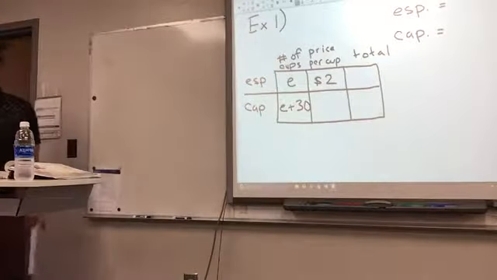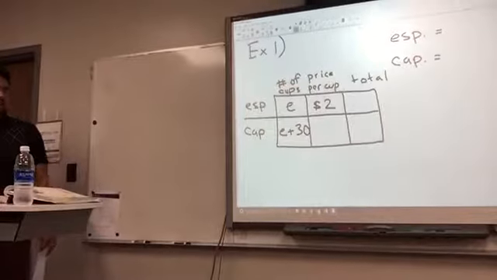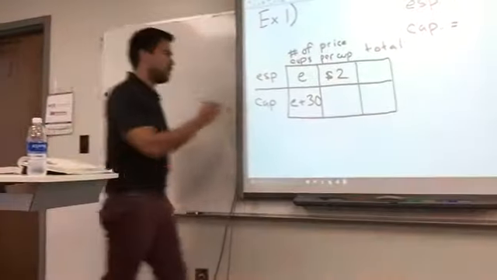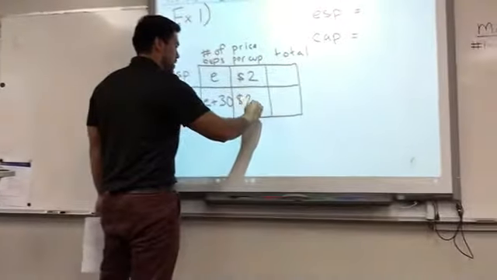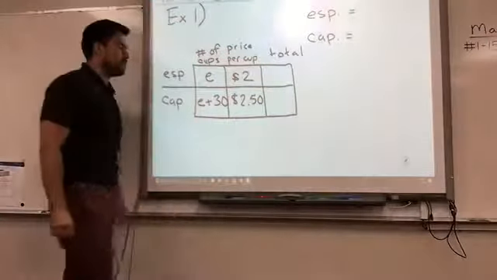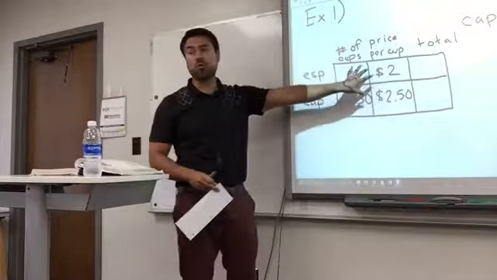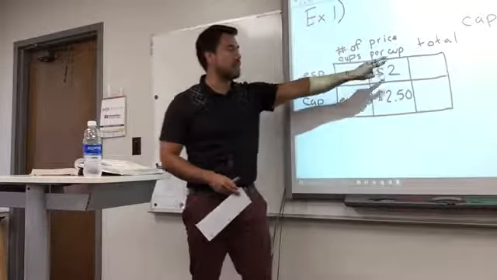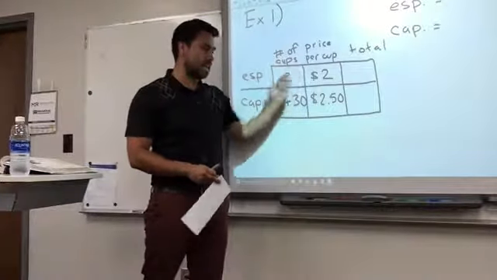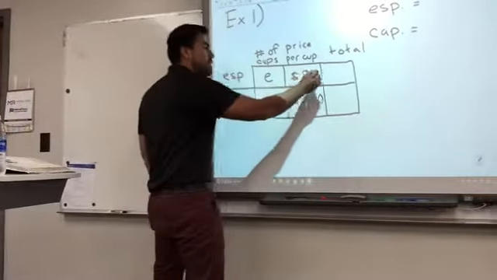And do they tell me how much money a cappuccino cup costs? $2.50. So I'm just going to put here my $2.50. That's per cup. All right. Listen very carefully. Once you have these 4 pieces of info, you can find the last 2 with that info. How do I find this spot right here?